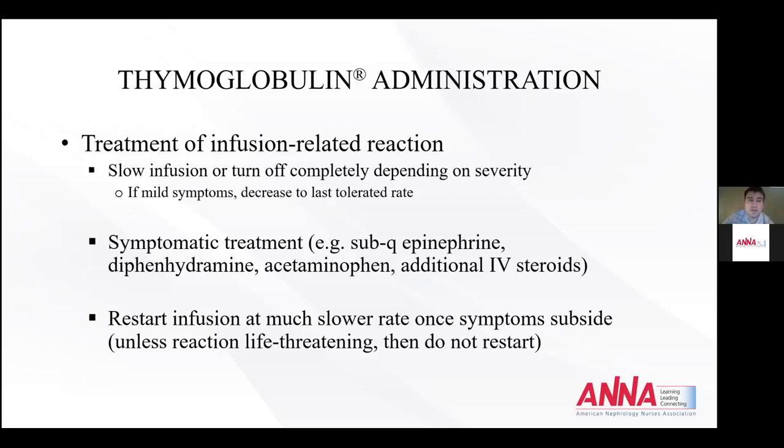If you have an infusion-related reaction, you need to turn it off or slow down your rate substantially, at least by 50%. If it's mild symptoms, you sometimes can give them PRN medications, slow down the dose, and they do fine. For symptomatic treatment, make sure you have these on hand. You're going to need your Benadryl. You probably want to make sure they have an EpiPen just in case. Then you can restart the infusion at a slower rate once they subside, unless there's a life-threatening anaphylactic type picture like I talked about.